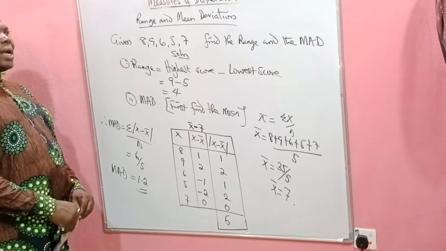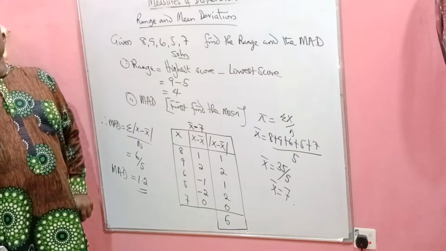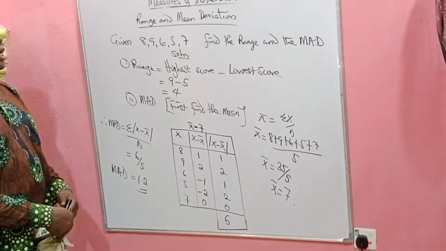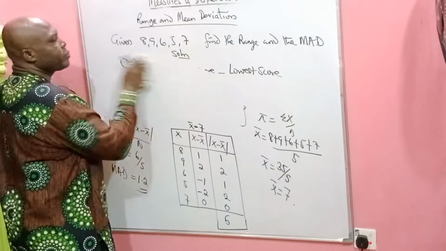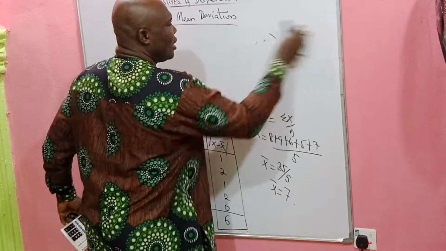Okay, so assuming we are given a frequency distribution and we are asked to find the range and the mean deviation, how do we handle that? Let's go straight to that. That takes us to the second example.